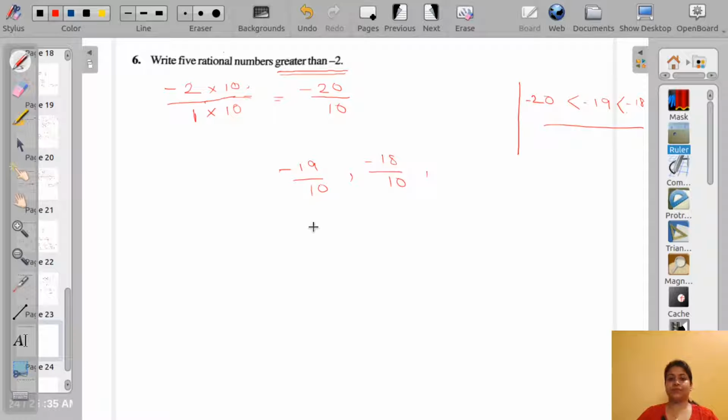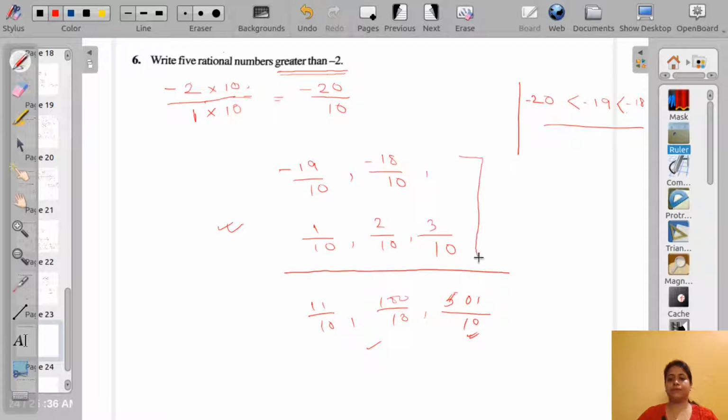Or positive numbers, you can also write 1 by 10, 2 by 10, 3 by 10. So these are the 5 rational numbers that we have written which are greater than minus 2. Okay. You can write more. Here, as we were given only 5 rational numbers, that's why I have written 5. You can write, say, 11 by 10, 100 by 10, 500 by 10. These are also greater than minus 2. As we want only 5, here we have written 5 rational numbers which are greater than minus 2.